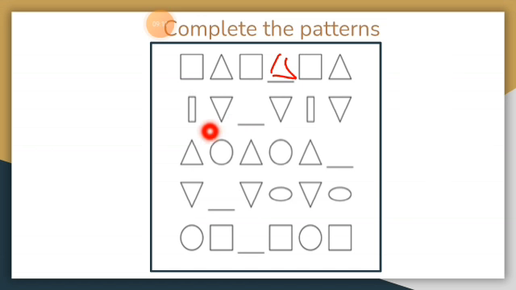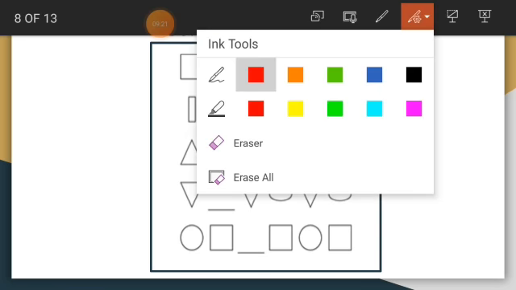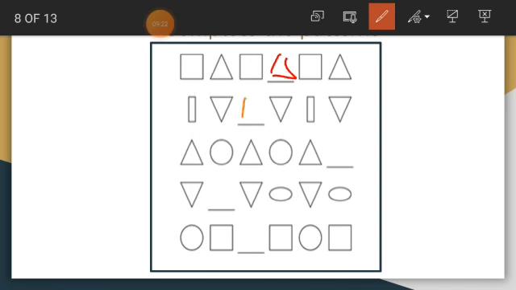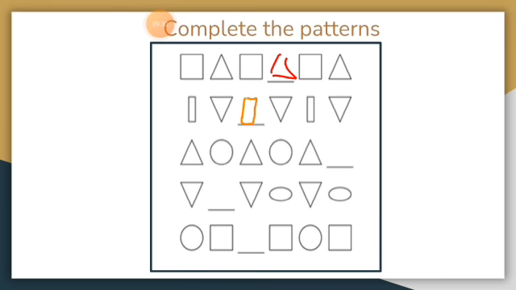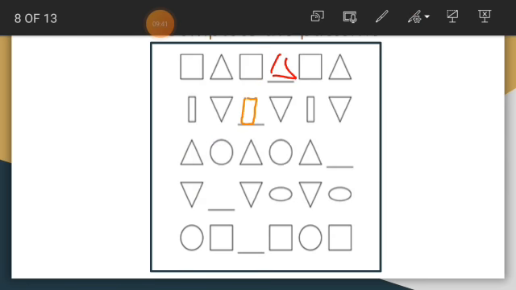Now look at the next. Rectangle, triangle. What will come again over here? Yes, rectangle, triangle, rectangle, triangle. Let's draw the rectangle now. Okay, this is how you will draw the rectangle. Come on the next one. Triangle, circle, triangle, circle, triangle. Again what will come? Circle. Very good. Now let's draw the circle.